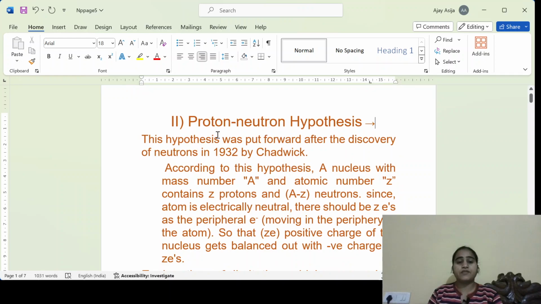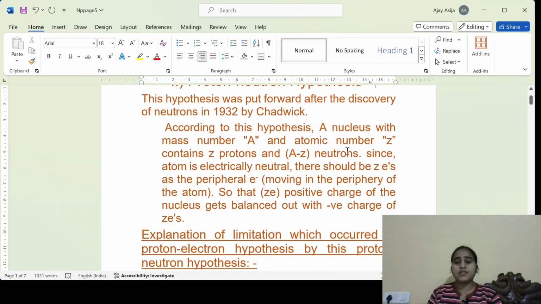So let us start with our first topic, that is the proton-neutron hypothesis. This hypothesis was put forward after the discovery of neutrons in 1932 by Chadwick. According to this hypothesis, a nucleus with mass number A and atomic number Z contains Z protons and A minus Z neutrons. Since an atom is electrically neutral, there should be Z electrons as peripheral electrons. So the positive charge of the nucleus gets balanced out with the negative charge of Z electrons.